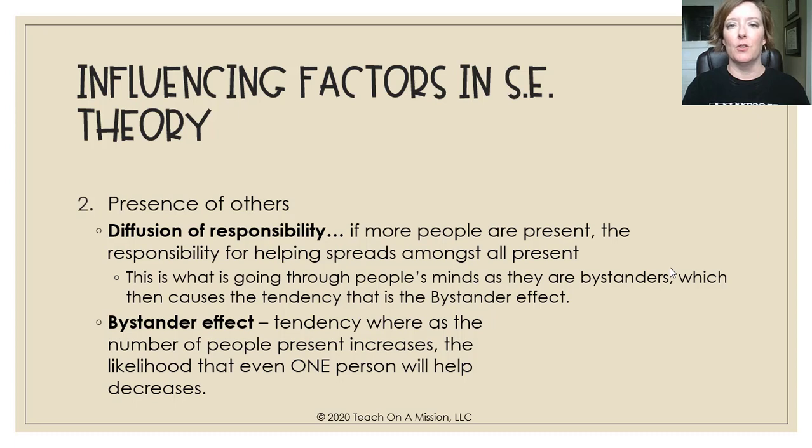Other influences in the social exchange theory, the presence of others. There is this diffusion of responsibility, and what that means is if there are more people present, the responsibility for helping spreads amongst all that are present. This is what's going through people's minds as they're bystanders, which then causes the tendency that is the bystander effect. You basically assume that somebody else is going to take care of it. The bystander effect is the tendency where as the number of people present increases, the likelihood that even one person will help decreases. So this attack that I refer to, Kitty Genovese's attack, was in front of dozens of people and still no one helped.